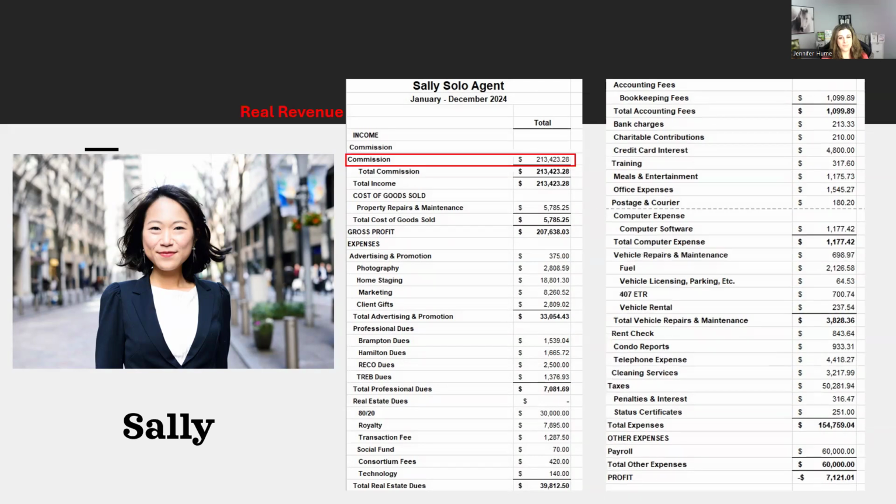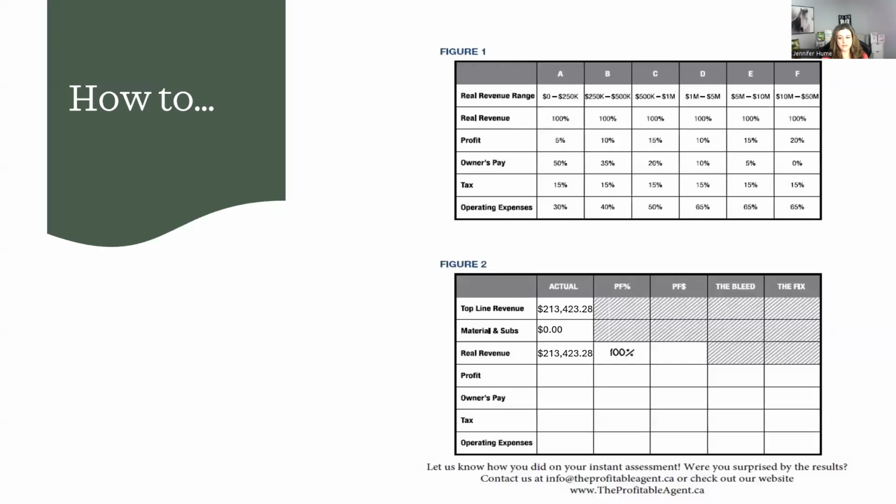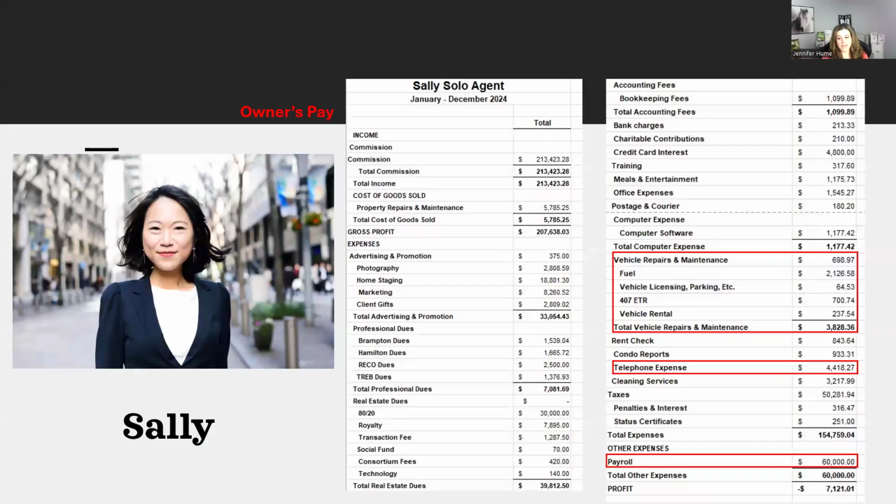Again, we're going to follow along with Sally here, and we're going to break down for her where her money is going. So her real revenue starts off with her commission at $213,423. We copy that over here to our real revenue line. Then we look at anything that Sally pays herself or as a benefit to her as the owner of the company. We consider all of that owner's pay. So in this example, we're looking at fuel, repairs and maintenance for her vehicle, 407 charges, etc. So any vehicle charges, telephone expenses, as well as any money she would transfer herself as the business owner, whether that be through payroll or through just random transfers that she would send herself, considering it a dividend.